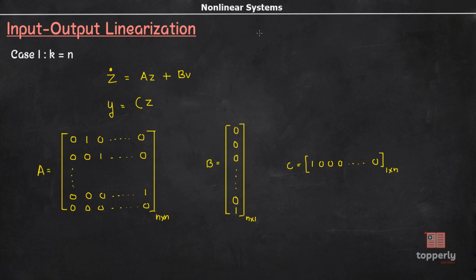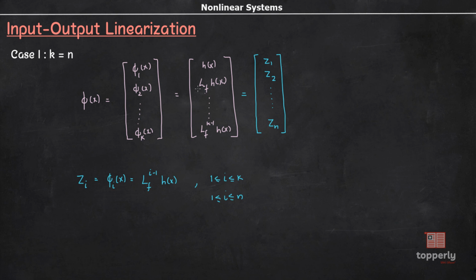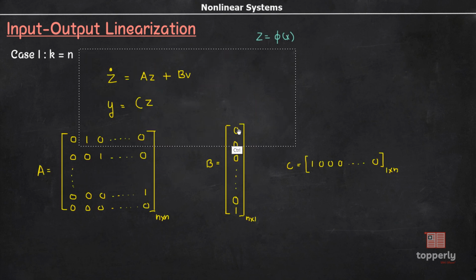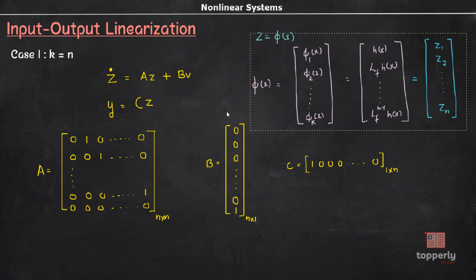Also keep in mind that z is equal to phi of x, where phi of x is this one. Let me copy this and paste it here so that the picture is complete. Look at that now, it's looking beautiful, right?